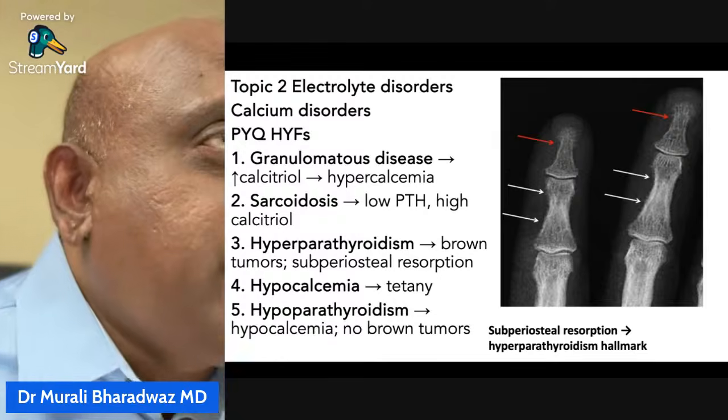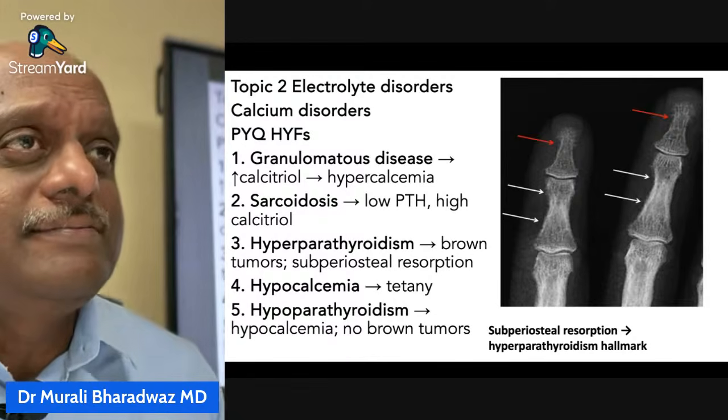Now, what is the granulomatous disorder where you find hypercalcemia?